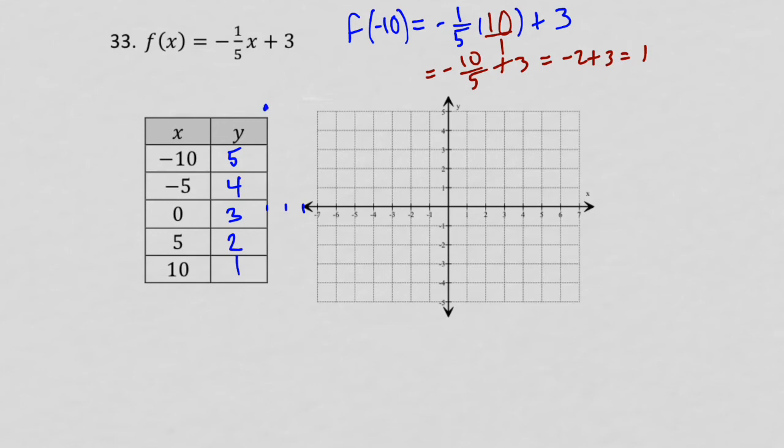Negative 5, 4. That means 5 left, 4 up. Right there. 0, 3. Stay in the middle, go up 3. Right here. 5, 2. Go 5 to the right, go up 2. And 10, 1. 8, 9, 10, 1. Right there. And you connect them to make your line like this. There you go. That's your final graph.